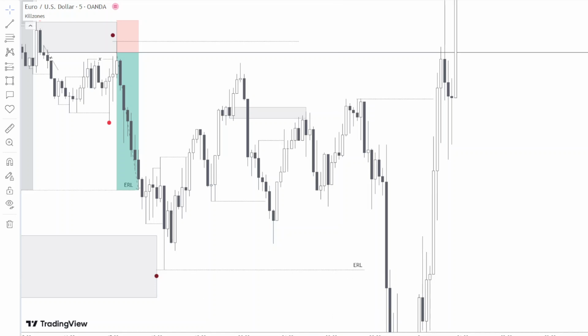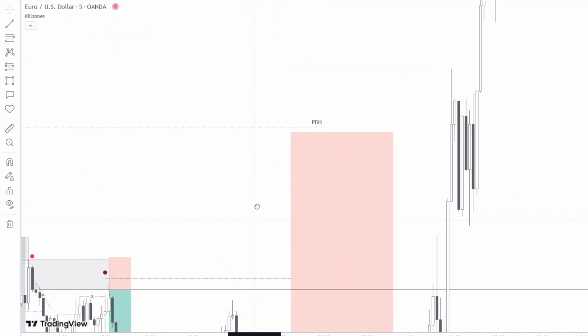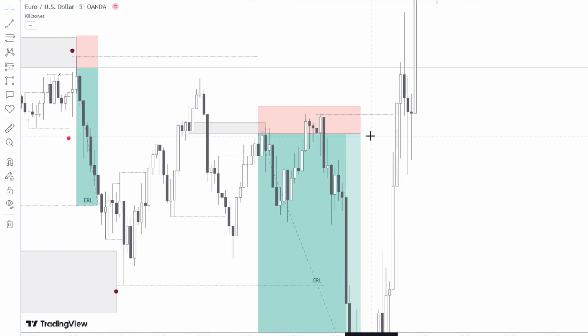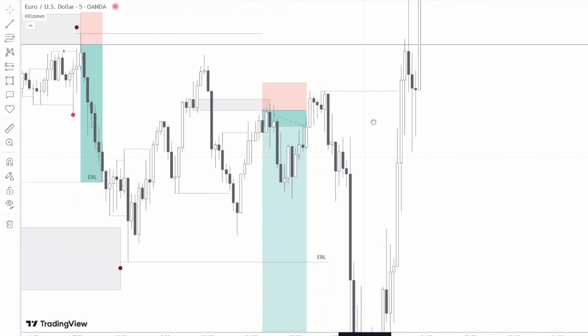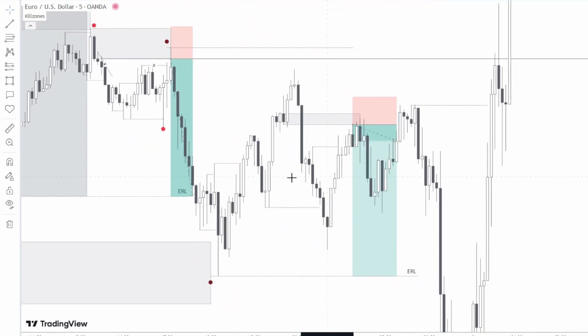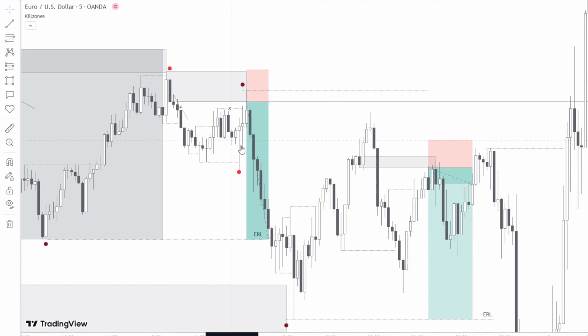So my first entry was here on the breaker block, on this range. Okay, took that with the 2 pip stop loss, and then my target was external range liquidity. As you can see, this range is the same range that was created in Frankfurt.